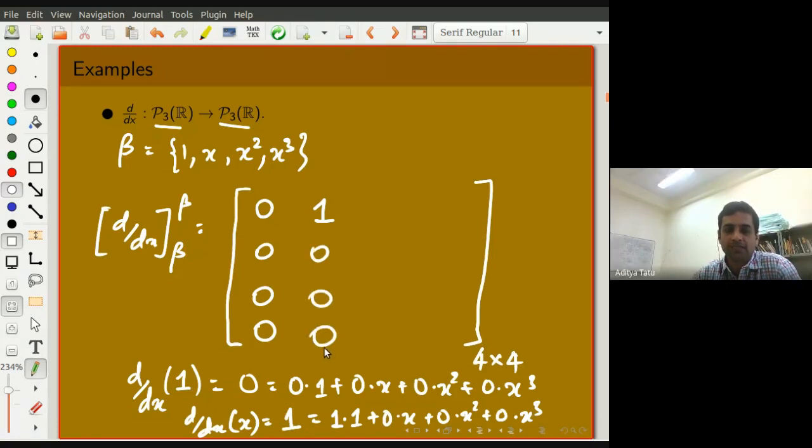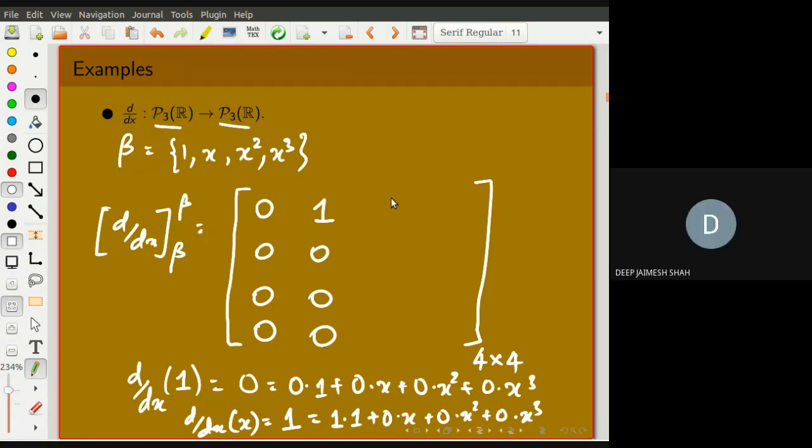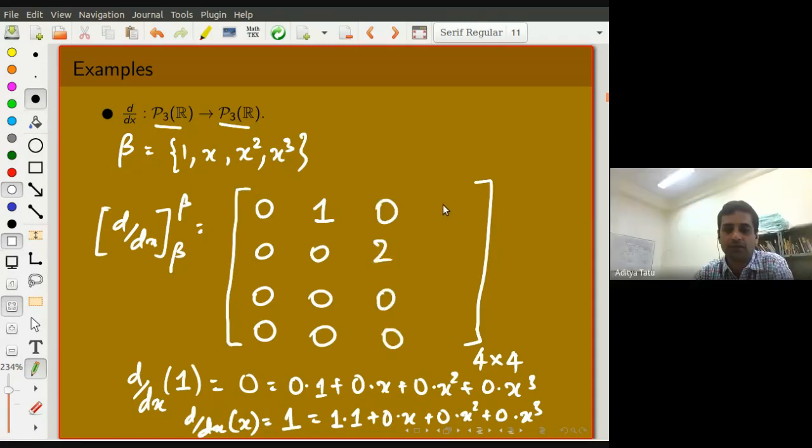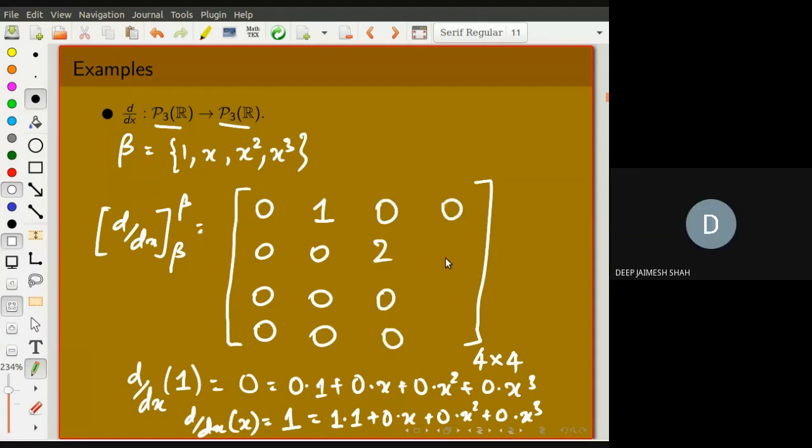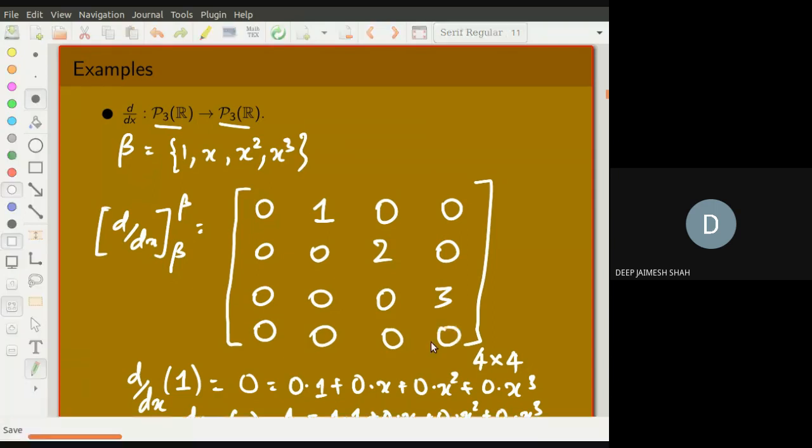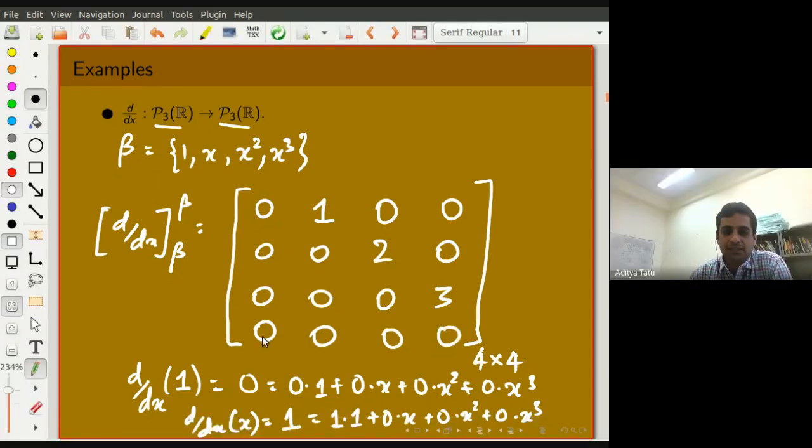Third basis is x squared. So what is its derivative? 2x. How do I write 2x as a linear combination? 0 2 0 0. Good. The last column would be 0 0 3 0. Okay, so this is the matrix representation of this linear operator.